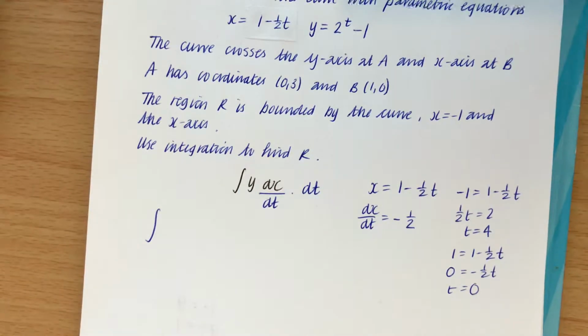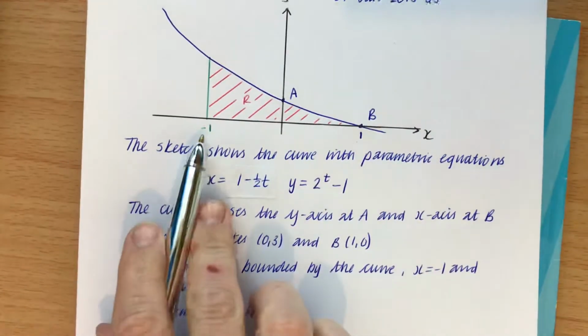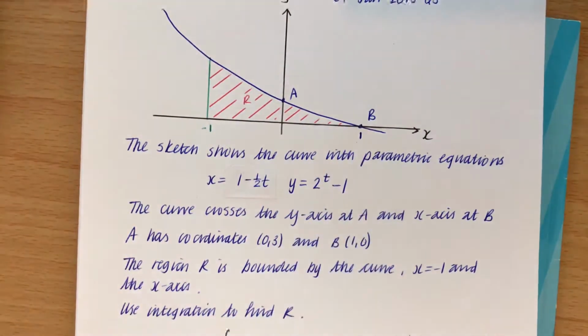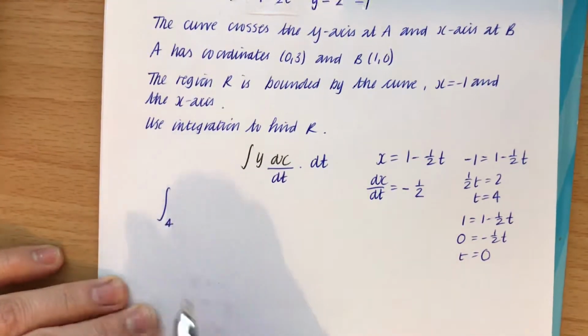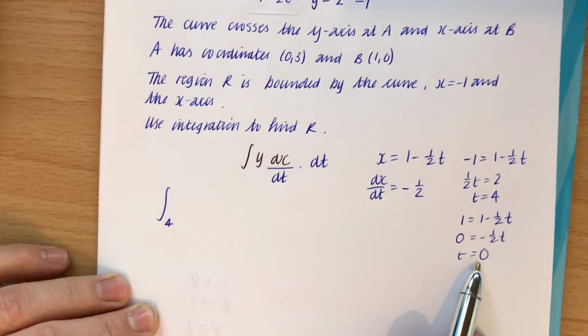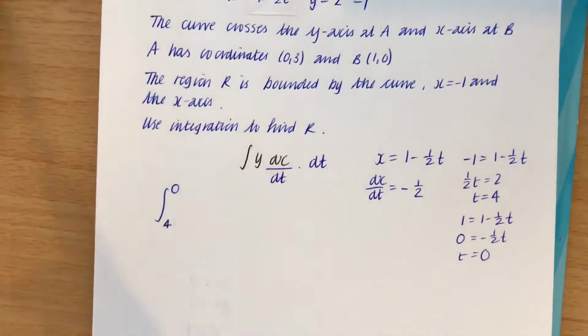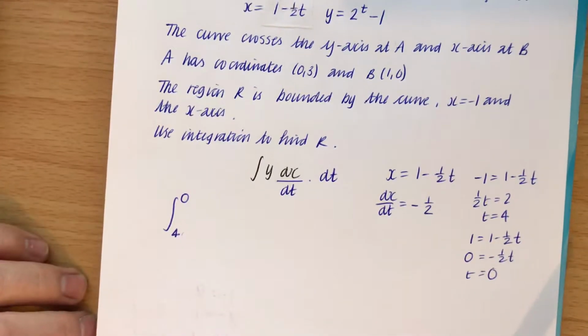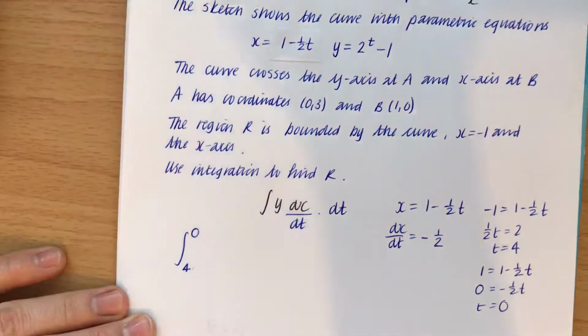So our limits for x were from x is minus 1 to 1. So when x is minus 1, that value is 4, and then when x was 1, that value is 0. 4 to 0. Now that looks a little different, but that is the order they need to go in. Now we can do something with that later on, and I'll talk about that in more detail when we get to it. So change my limits to be in terms of t.